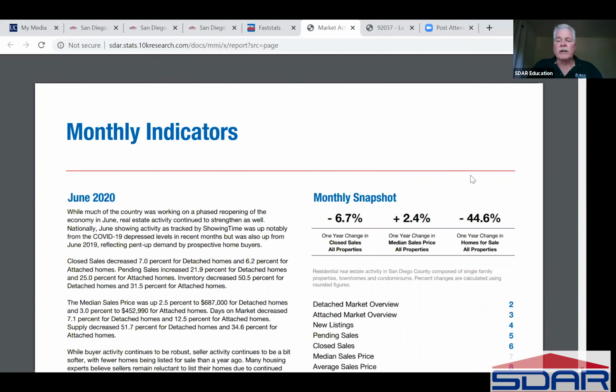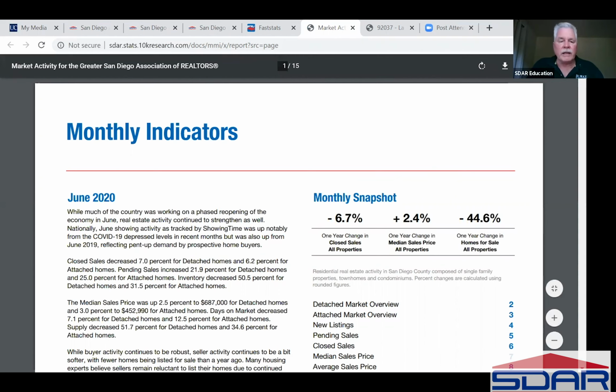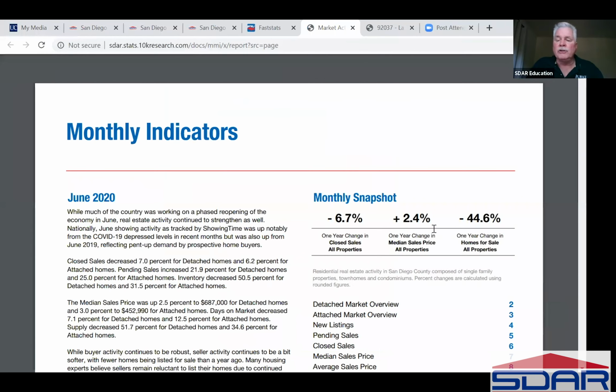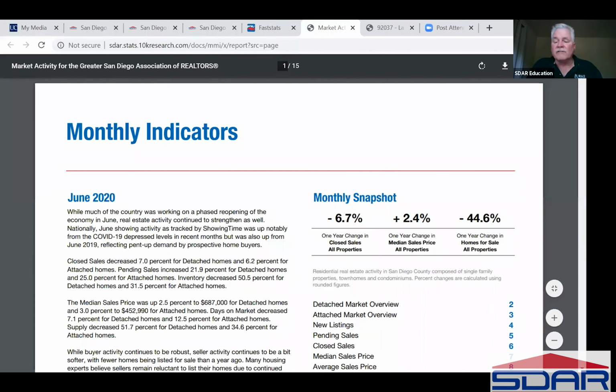Now this is going to be much more lengthy, okay? I'm looking at June 2020, and the 1-year change in closed sales for all properties is down 6.7%. The 1-year change in the median sales price is up 2.4%. The 1-year change in homes for sale is down by almost half. And that's all of San Diego County.